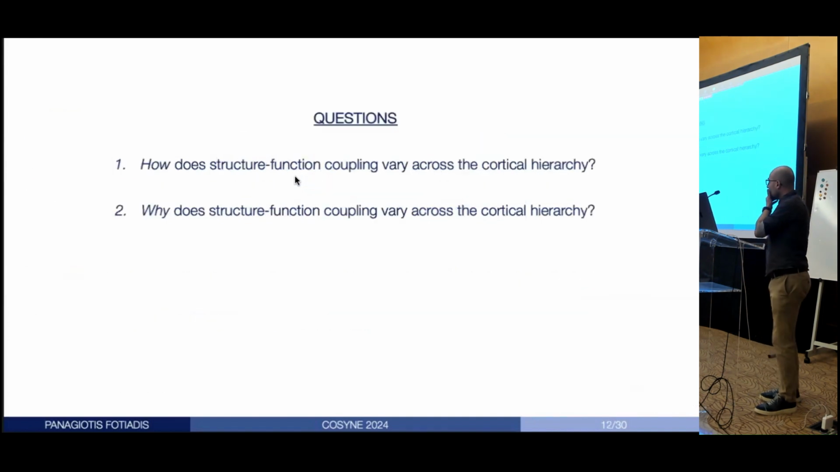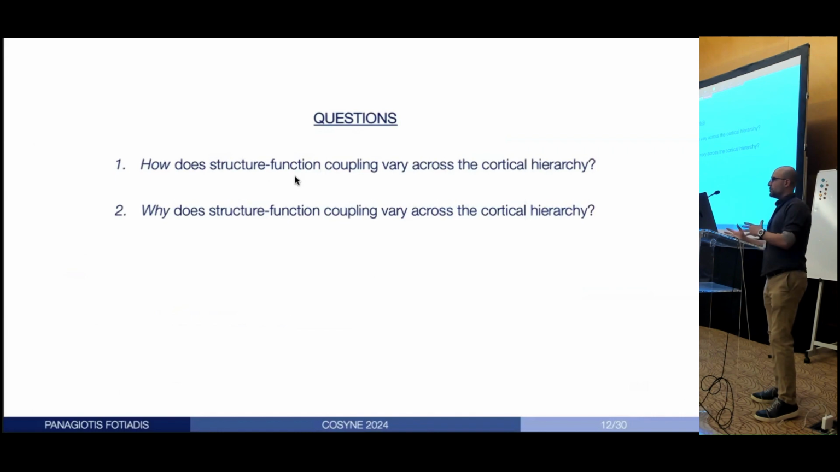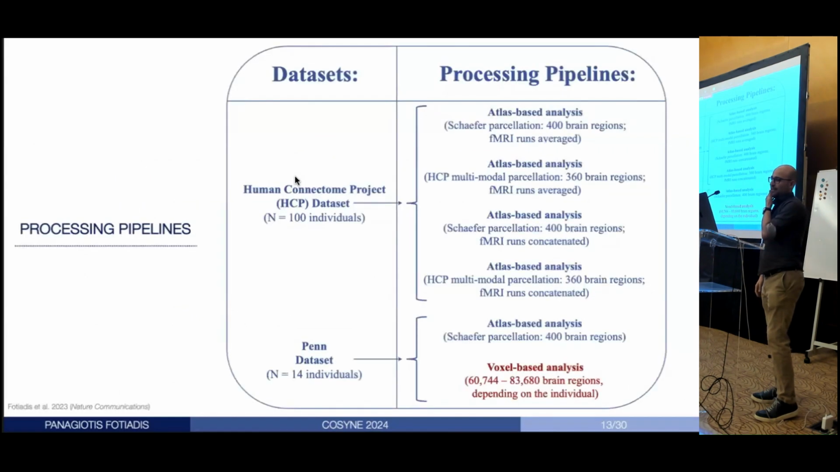All right. So in that empirical study, there were two main questions that we wanted to address. The first question was, how does structure-function coupling vary across the cortical hierarchy? As I mentioned earlier, that has been partially answered, but we wanted to go one step further. And the second, more important question is, why does structure-function coupling vary across the cortical hierarchy? What biological markers can we identify that seem to be driving this change?